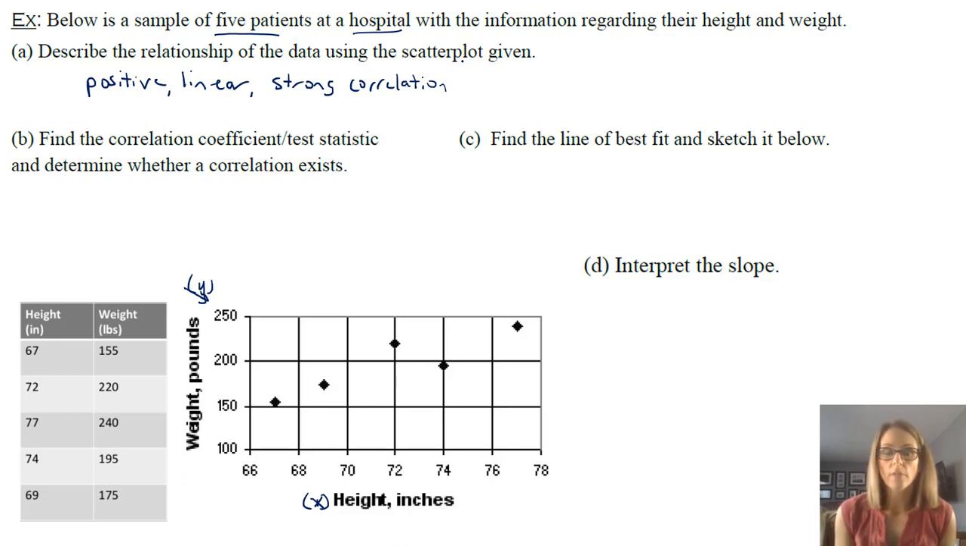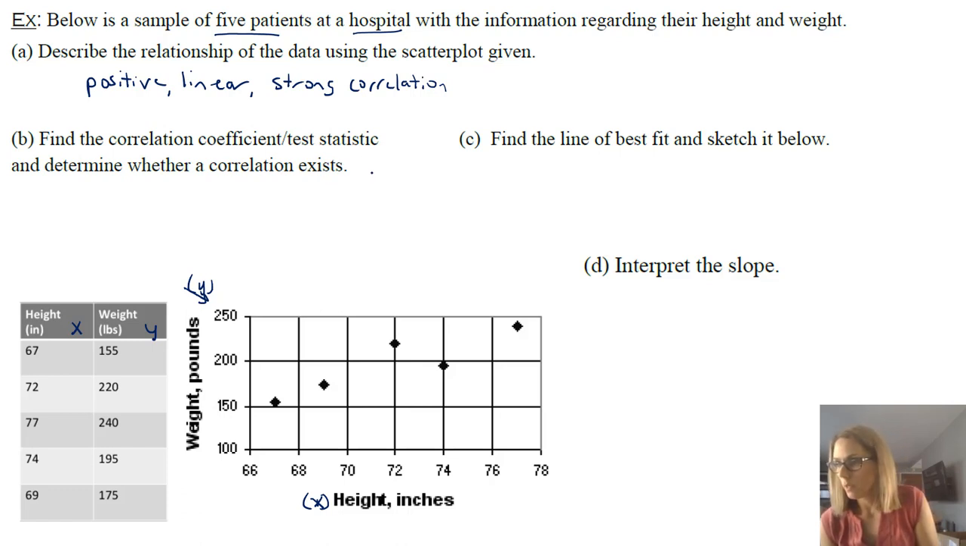For B, it says find the correlation coefficient test statistic, determine whether a correlation exists. So what you can do now, if you want, is pause it and put the x's here in one list and the y's here in one list, and see if you can get the correct r star. I don't have a lot of space, so I'm just going to do a little mini version of a hypothesis test here.